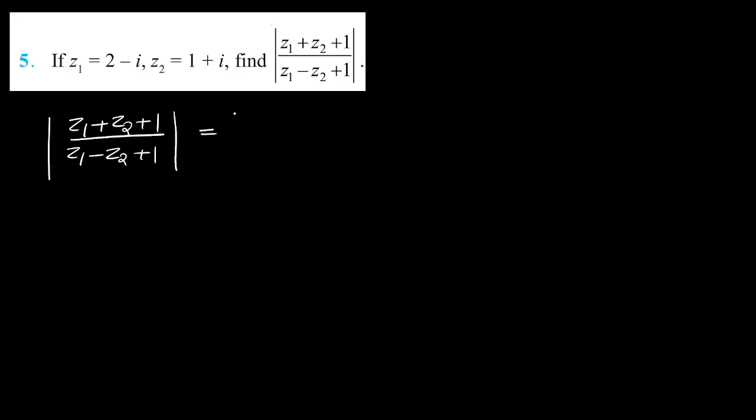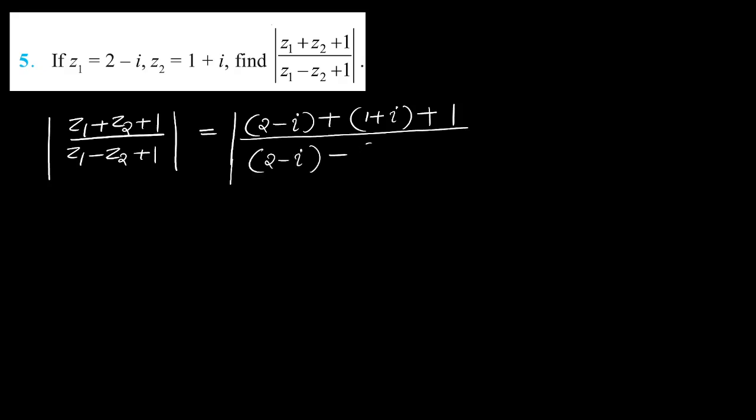You just substitute the values. Z1 is 2 minus I. Z2 is 1 plus I. Then plus 1 is there. Use bracket. Z1 is 2 minus I, minus Z2 which is 1 plus I, then plus 1 is there. Then let me open the bracket.